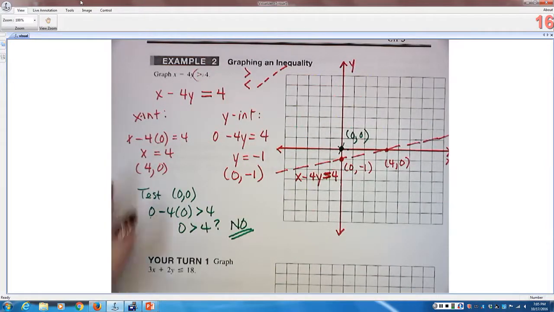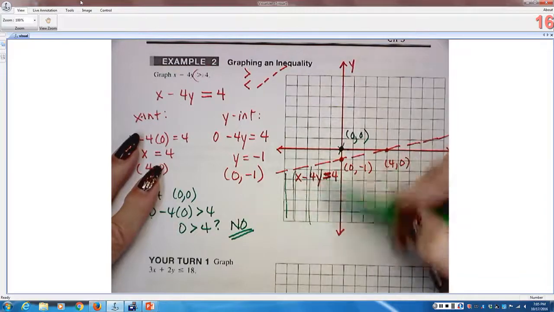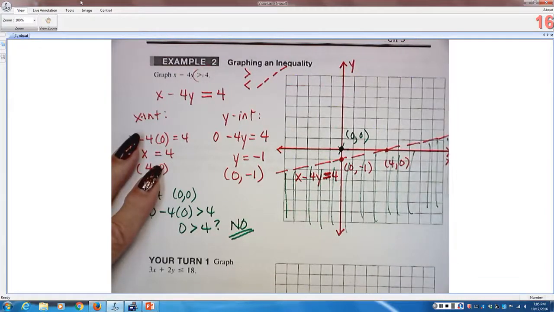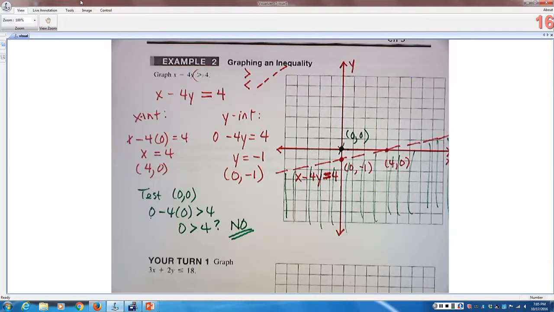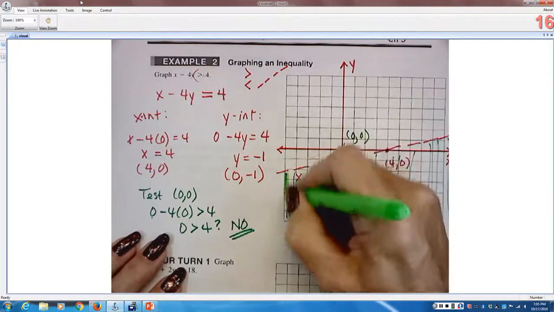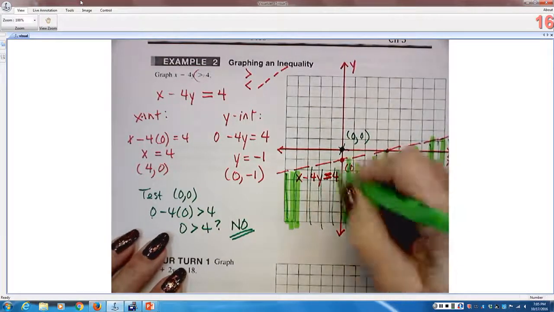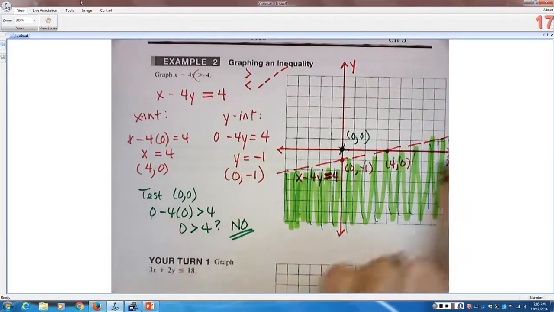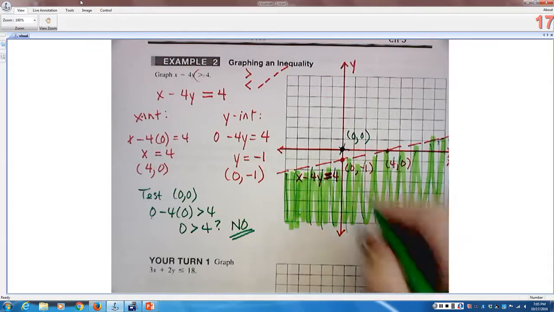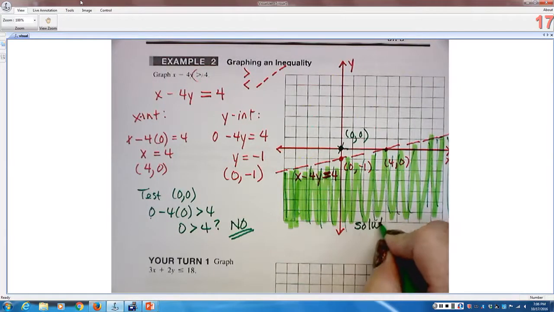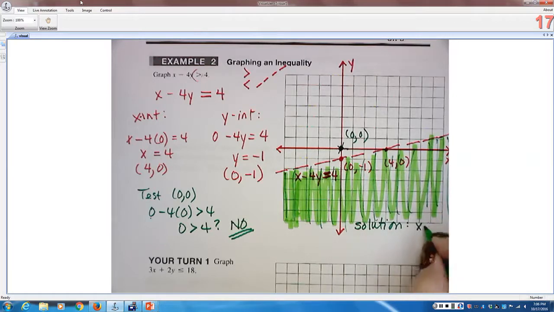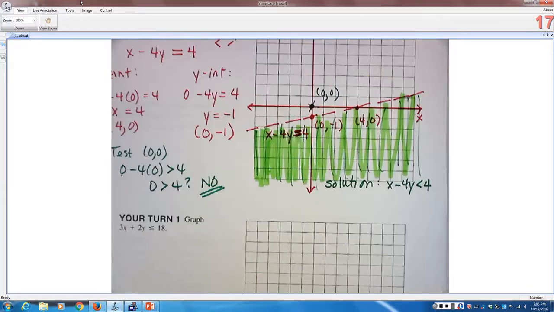And since that's not part of the solution, then we're going to shade away from there. We're going to go to the other side or below the line. So here's our solution. And notice it does not include the boundary line. It goes all the way up to it, but doesn't include it. So that's the solution to x minus 4y is less than 4. Only points that are below the line.